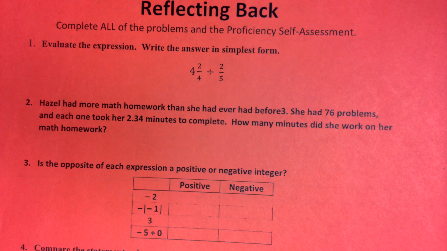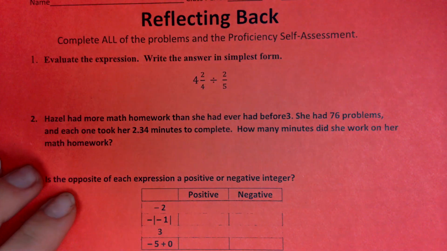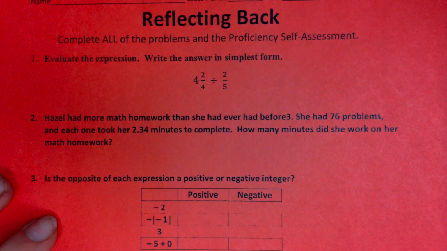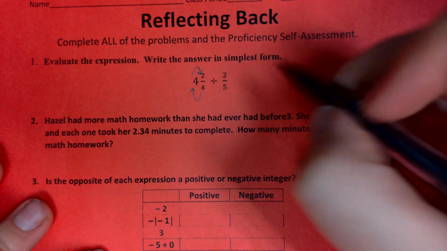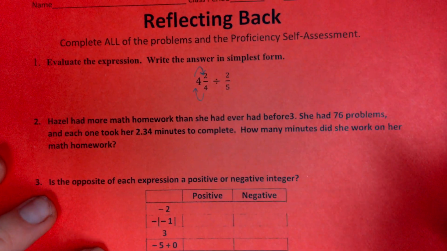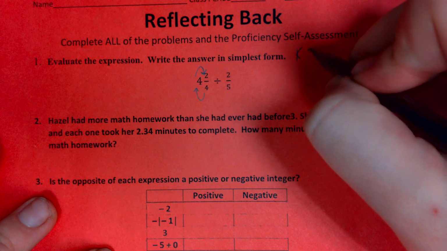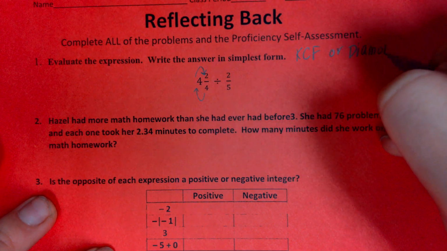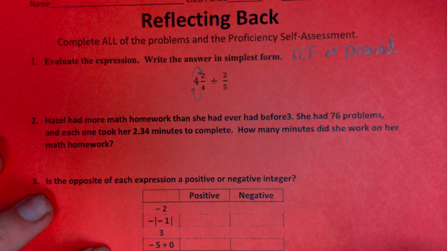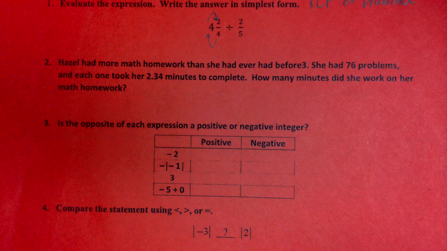I'm going to help you set the questions up, but I'm not going to solve any of them out. It says evaluate the expression, write the answer in simplest form. You've got to do around the world on this one, and then you're going to do keep, change, flip, or you can do the diamond method, whichever one you want. Keep, change, flip, or diamond. I'm going to put that up there so you can see, but you've got to do around the world first, okay?